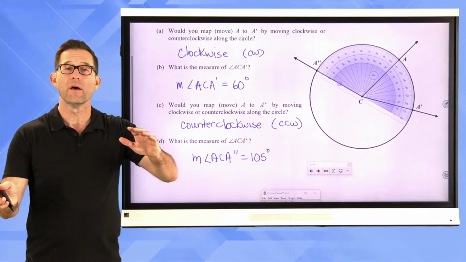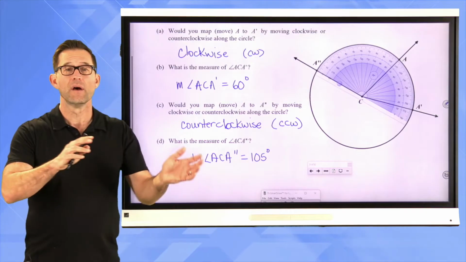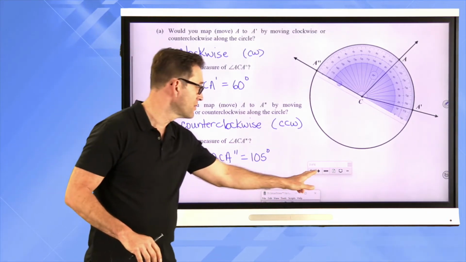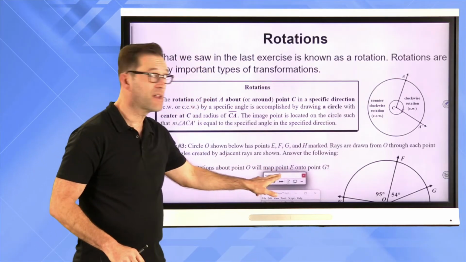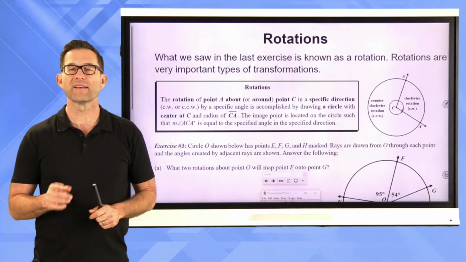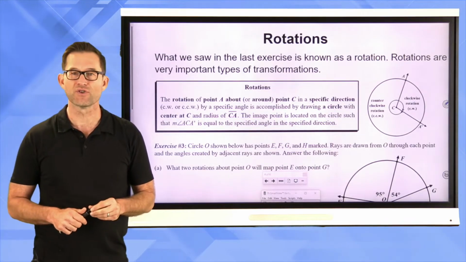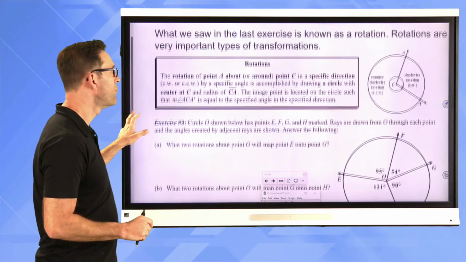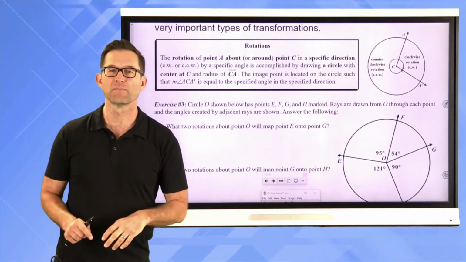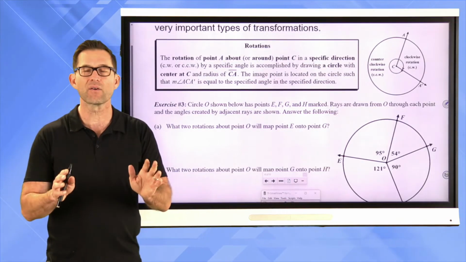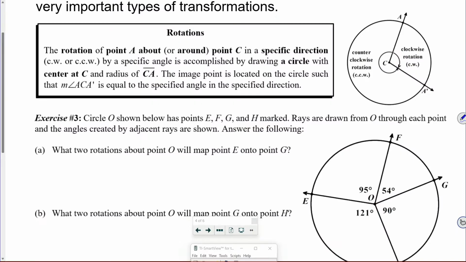Okay, so very, very simple. We can transform points by moving them along circles with particular centers, and we give this a name. It's called a rotation. What we saw in the last exercise is known as a rotation. Rotations are very important types of transformations. They come up all the time in the real world, especially in image editing and things like that. And let's take a look at the technical definition of a rotation.